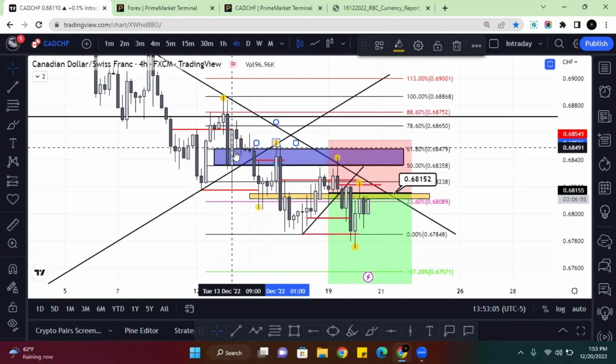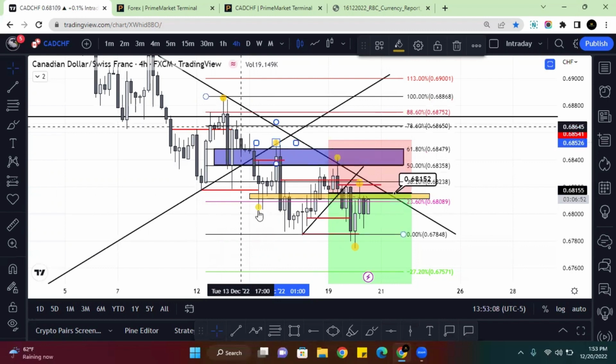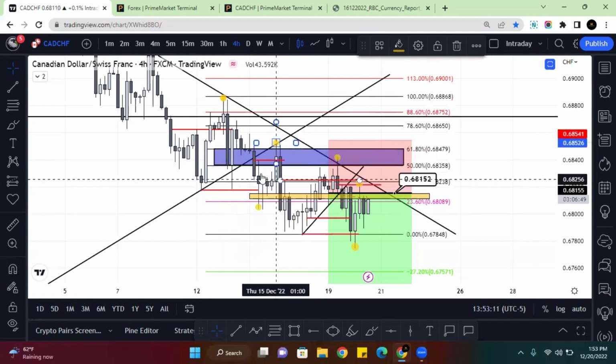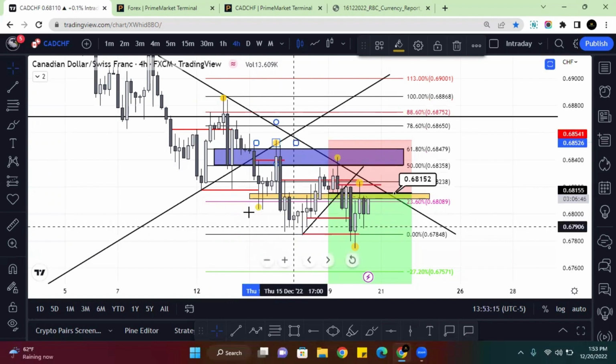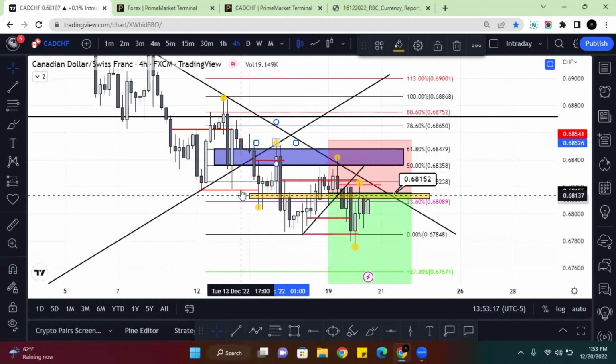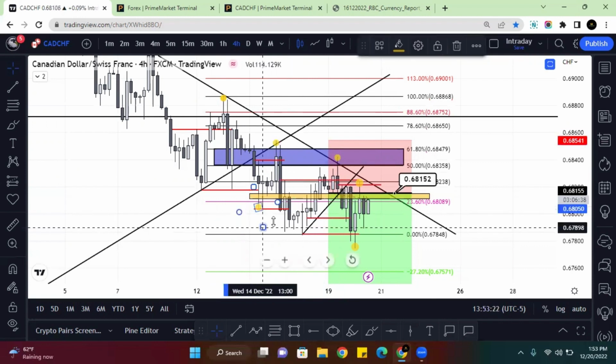Liquidity taken, created liquidity right here, liquidity taken here, they created liquidity right here, liquidity taken here, and price just kept repeating the process over and over again, right? There were multiple pools of liquidity. I would be sitting here all day if I marked them all up, right?